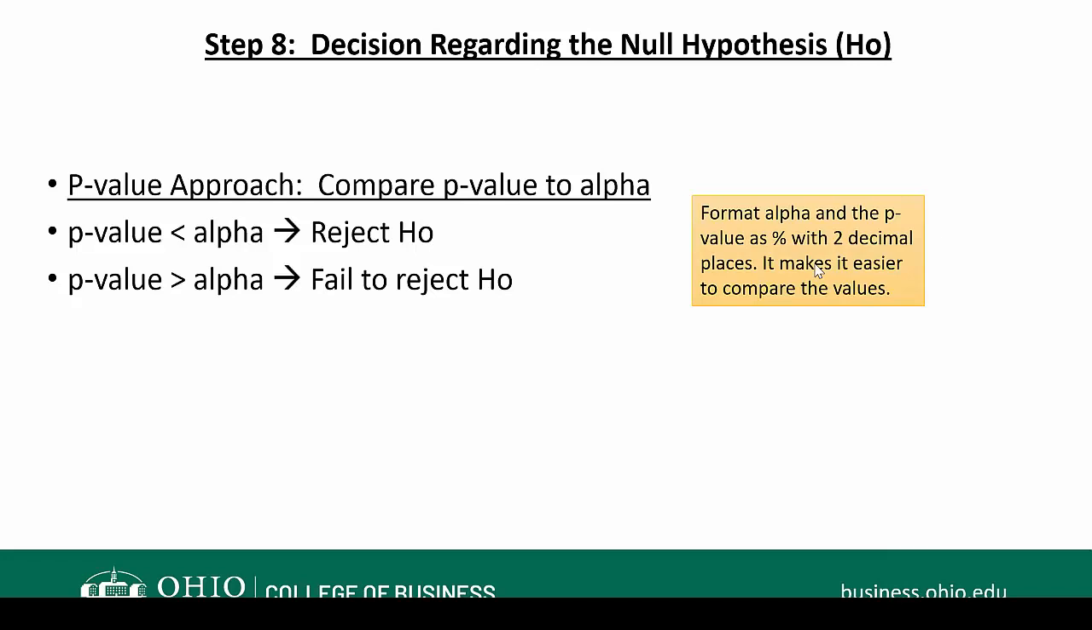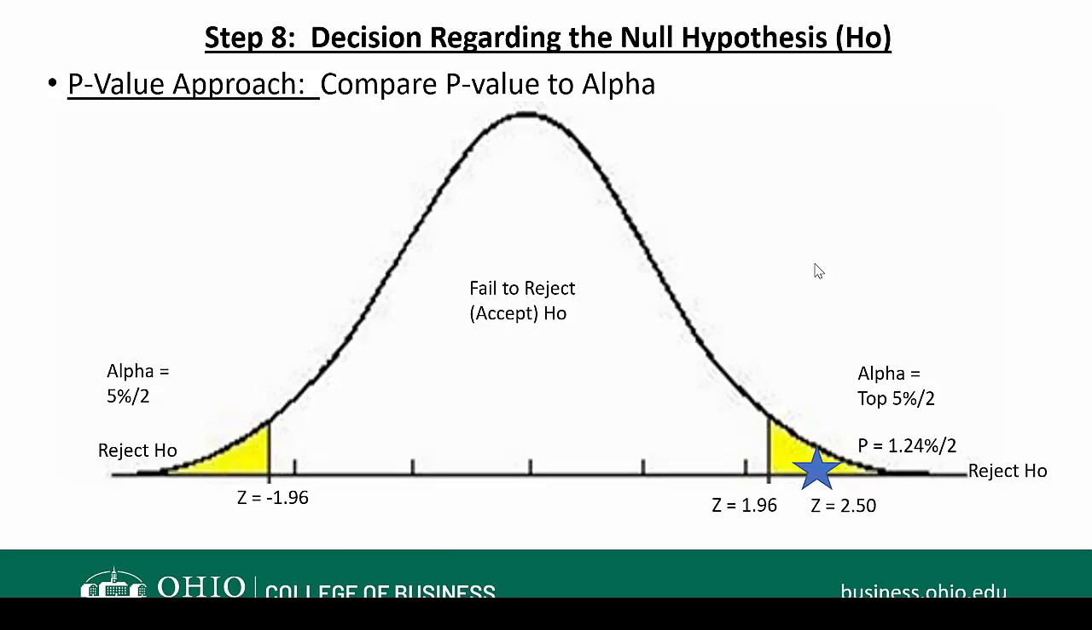Many times people will use the saying, "If the p is low, the null must go," to make it a little bit easier to remember the p-value approach. Here's the visual depiction of the p-value approach. You can see that the p-value, the area to the right of our test statistic, is smaller than alpha, which is the area to the right of our critical value.